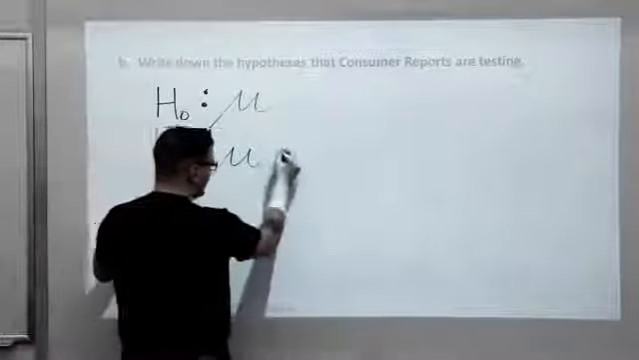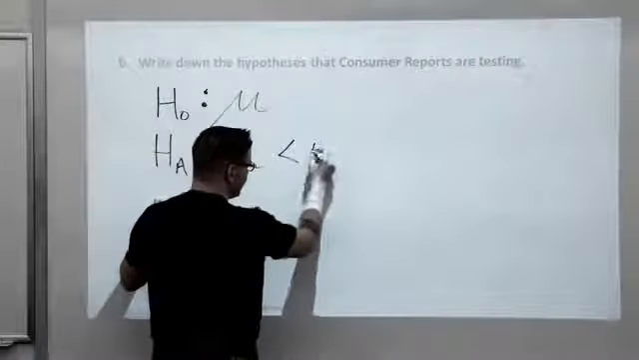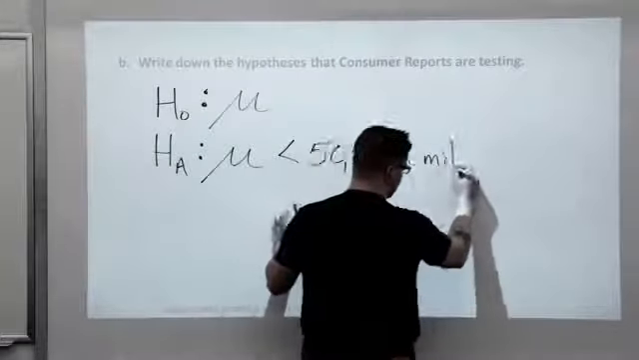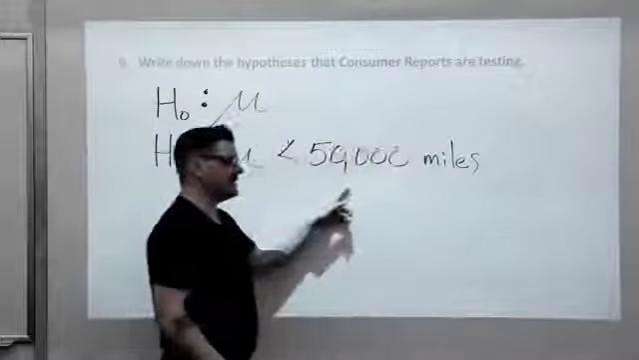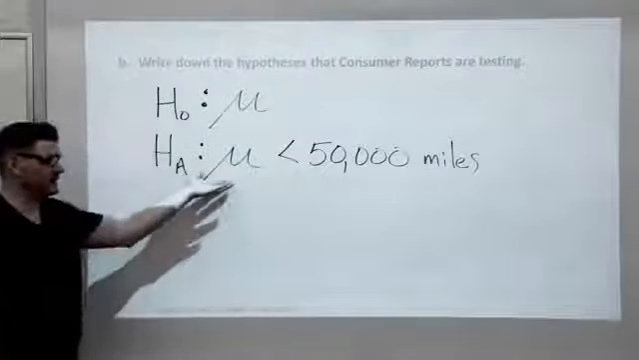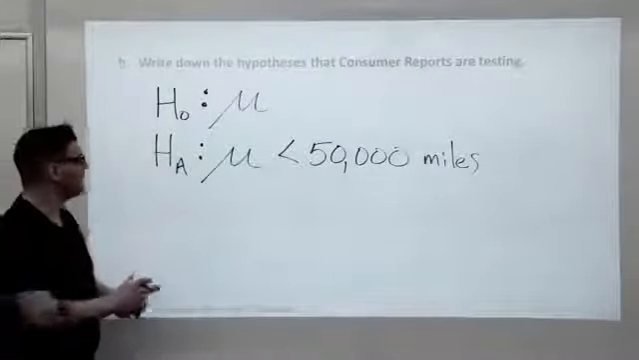So the alternative is mu less than 50,000 miles. If the data shows me that the mean is looking to be less than 50,000 for all of them, then we don't recommend the tires.